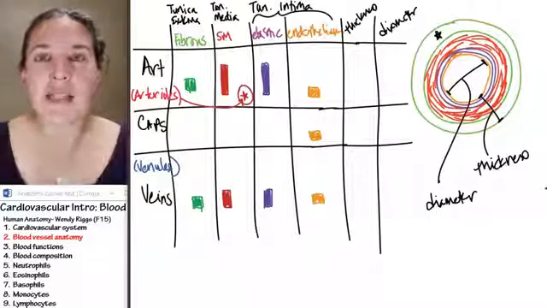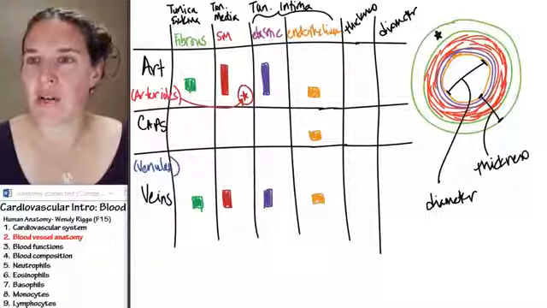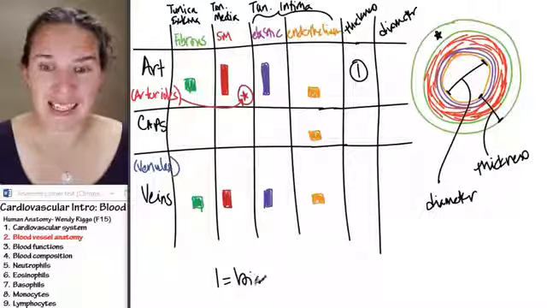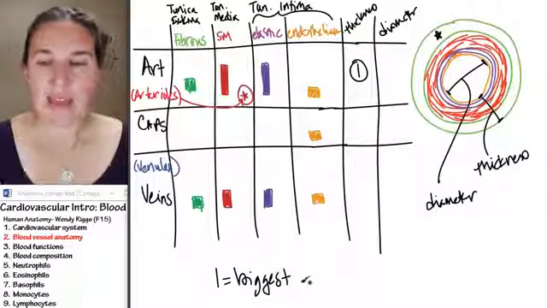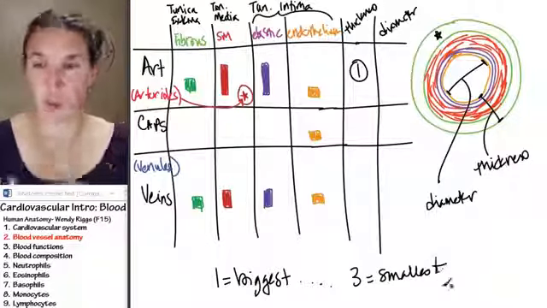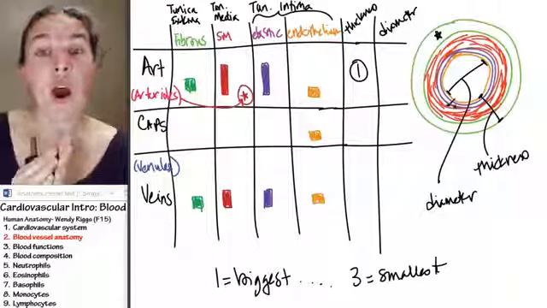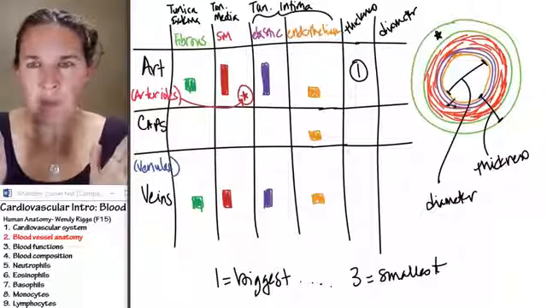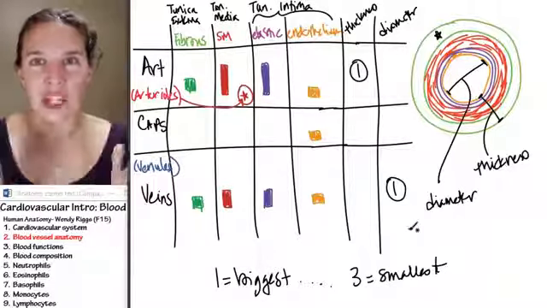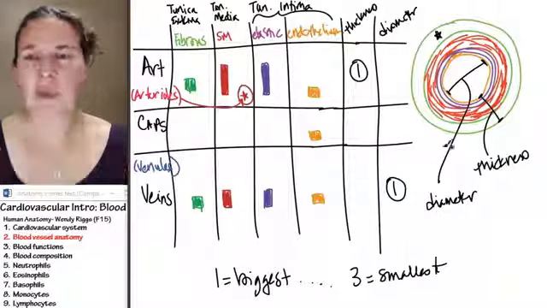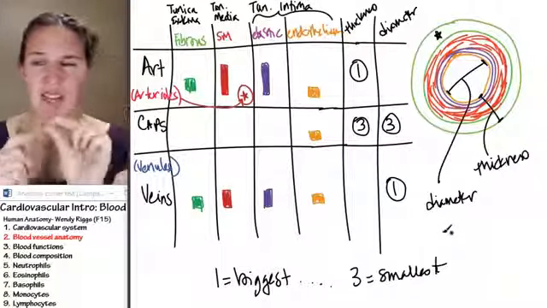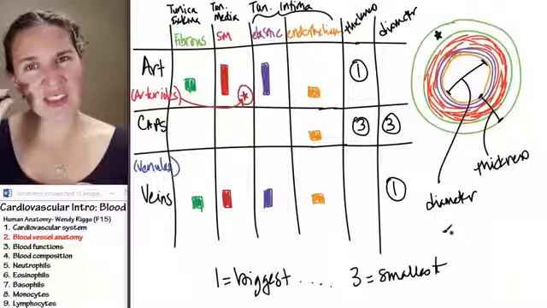Now, arteries, the thickness of the artery is the highest. So I'm going to do 1 equals biggest, and then we're going to go to 3, which is smallest. And so we're going to use the same numbering system for both of these. So arteries have the thickest wall. Veins have the biggest diameter. Capillaries come in last place on all of them. So capillaries have the tiniest diameter, and they have the thinnest walls.